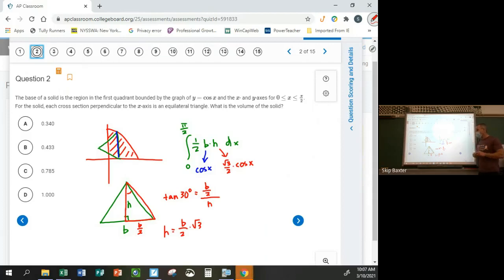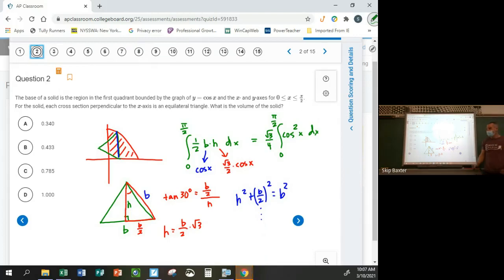Another way I could have done it is the Pythagorean theorem. I know that this is b over 2, and that's h. So I could have done h squared plus b over 2 squared equals b squared, and then solve for h. I would get the same answer. Any one of these three ways would give the same answer, but this seems like the most direct way. So I'm going to do radical 3 over 2 times 1/2, which is radical 3 over 4, integral from 0 to pi over 2 of cosine squared x dx. That's the answer, whatever it is on my calculator.